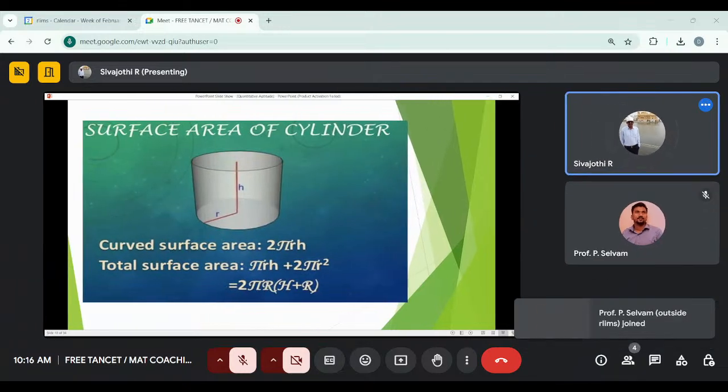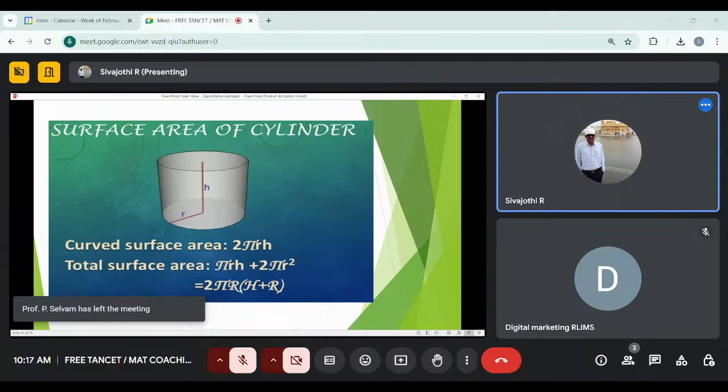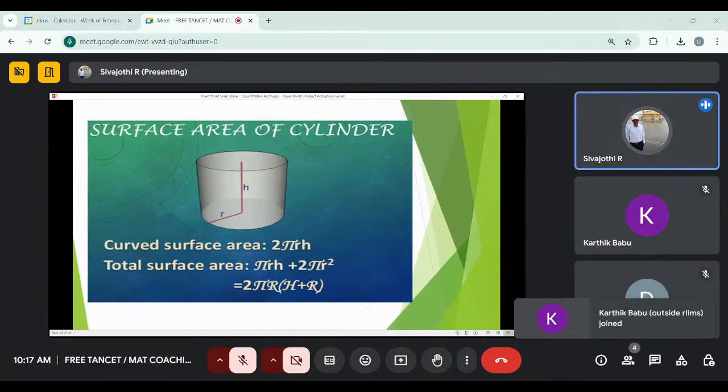In the same manner, the surface area of a cylinder. The curved surface area is 2 pi r h. The total surface area is 2 pi r h plus 2 pi r square. For example, if they give the values r equal to 7 and h equal to 14, and ask for the curved surface area, it is 2 into pi, that is 22 by 7, r is 7 and h is 14. So simply you have to multiply the values.